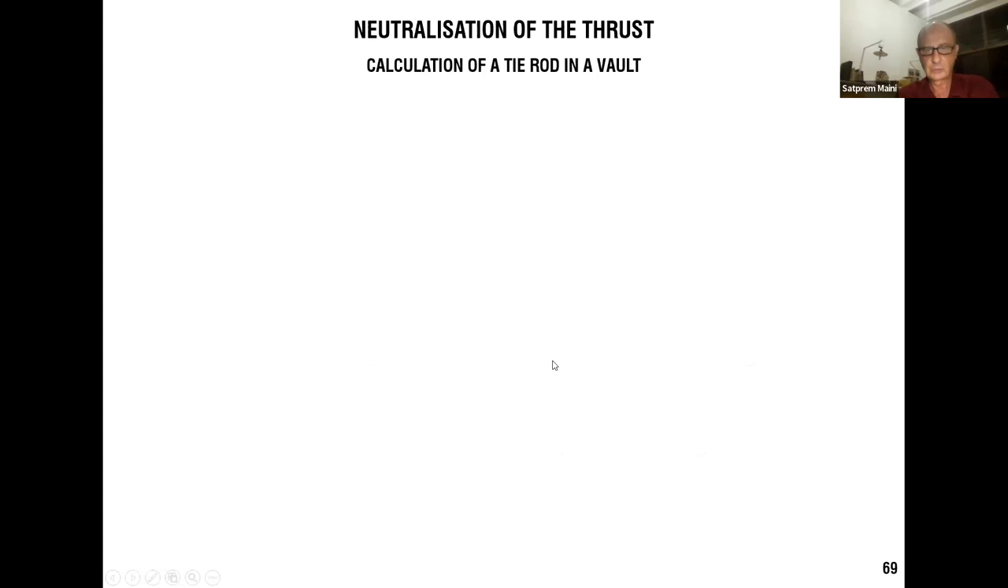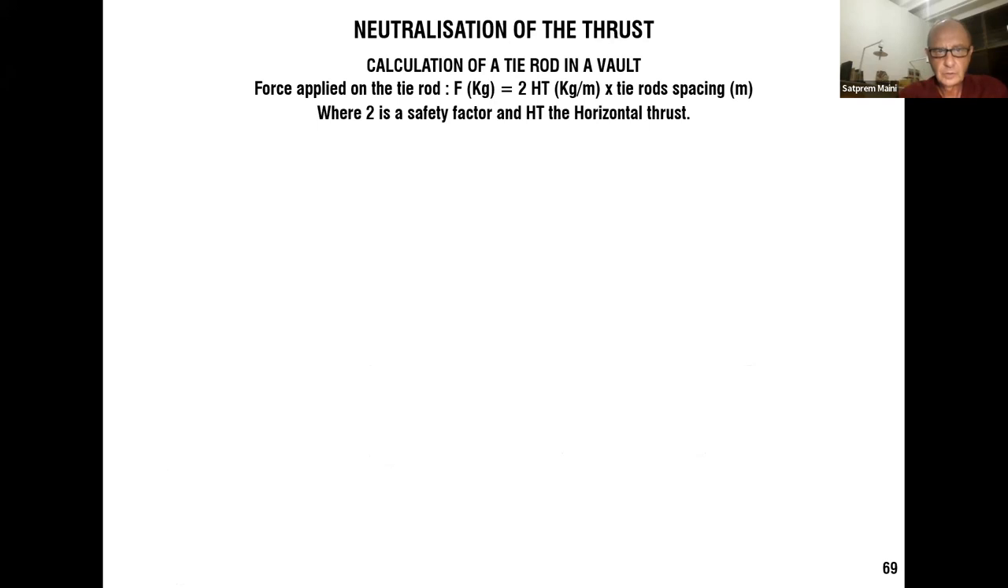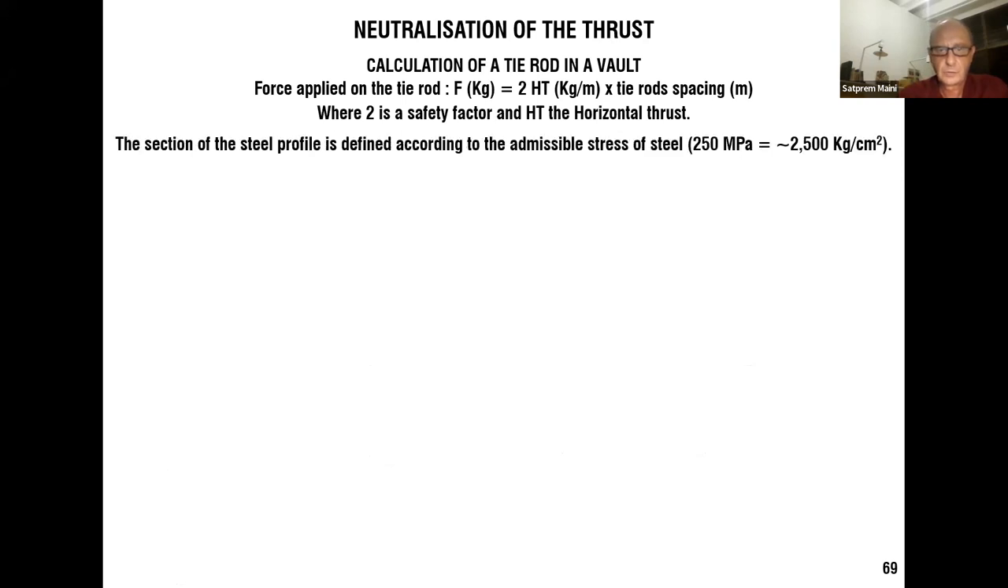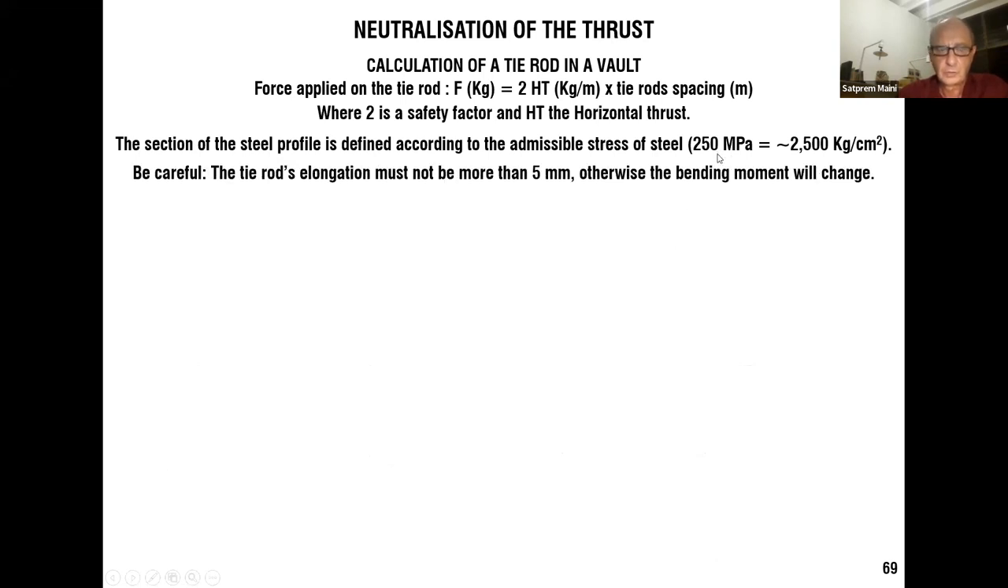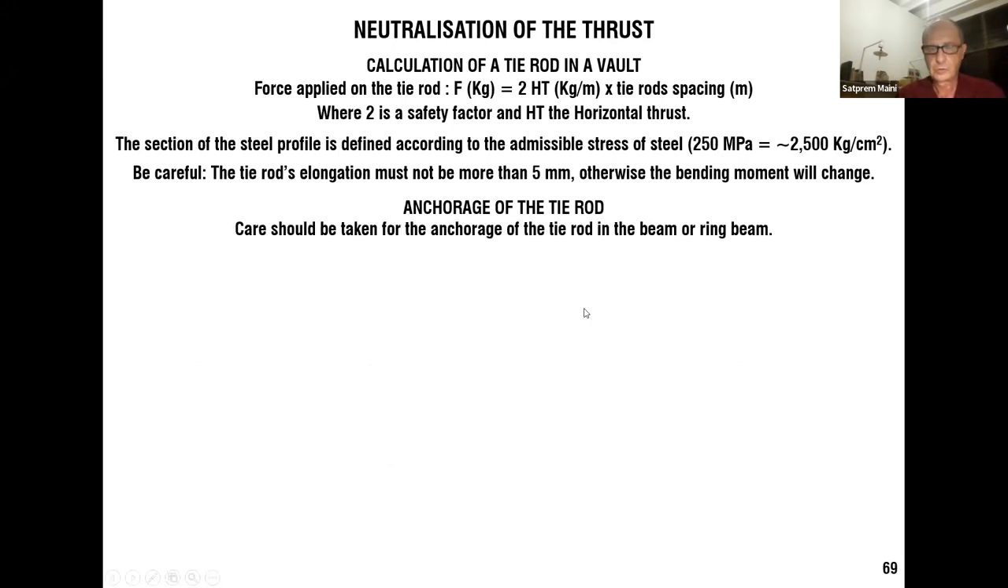So now you have to add a tie rod sometimes to balance the thrust of the vault. This is a formula to calculate the force in the tie rod or thrust rod. So you have this, you have to take into account of course the strength of the steel. This is for India. And you should not have too much elongation, you should not have more than 5 mm elongation. As well, the bending moment will change. So we have to pay a lot of attention to the anchorage of the tie rod into the beam, because you have a lot of force.